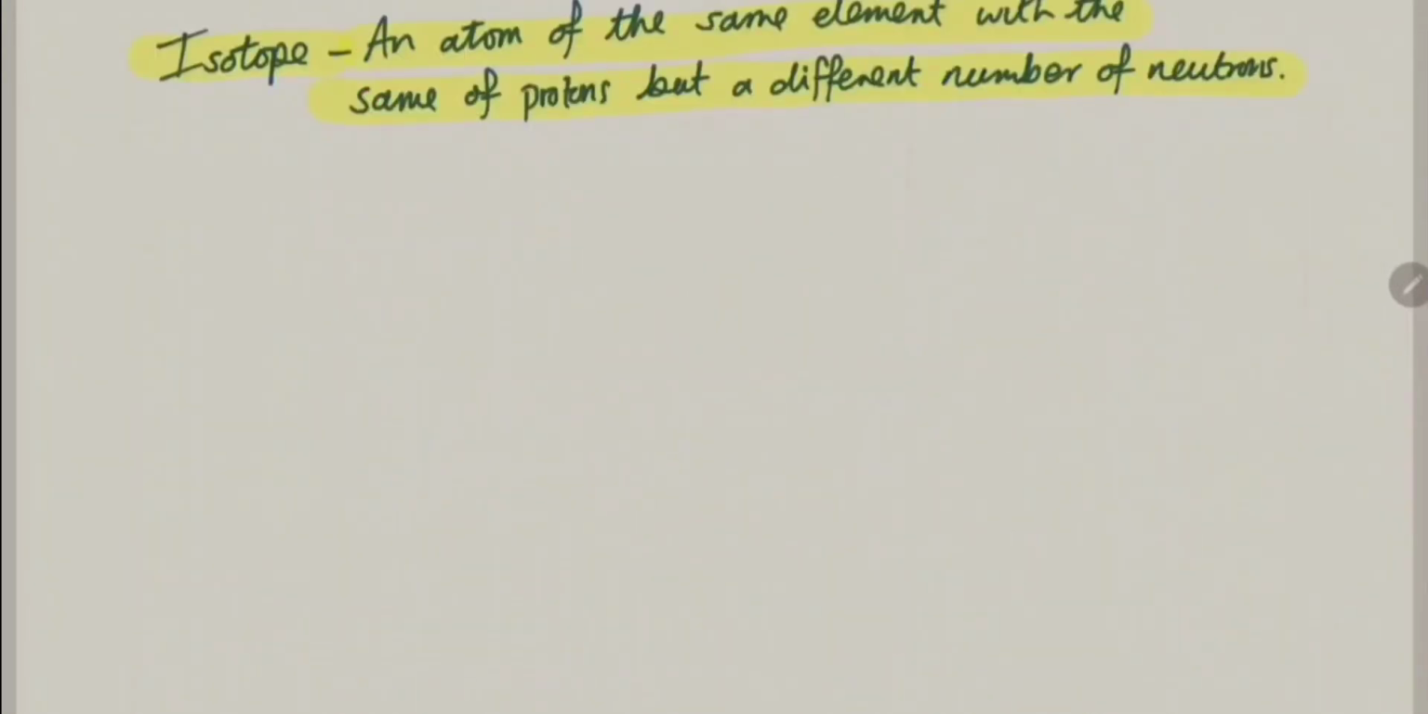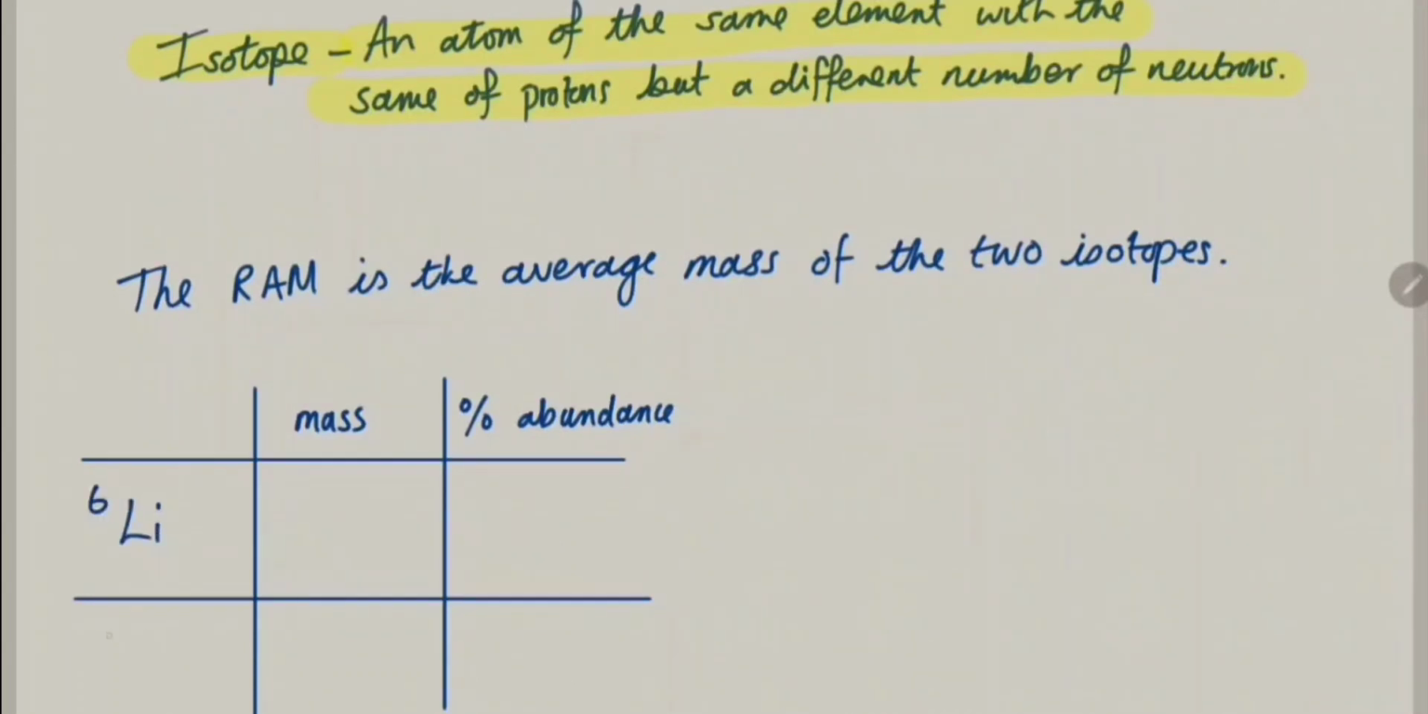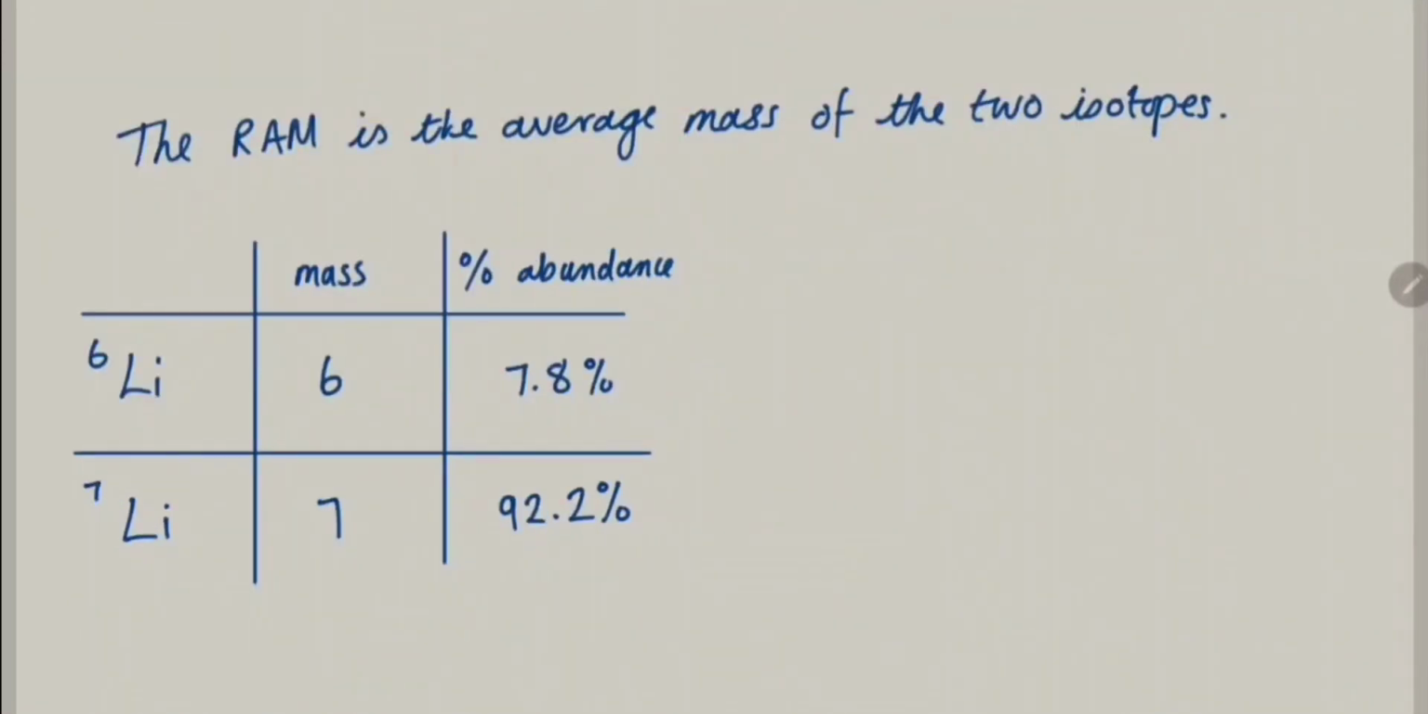Now, to go back to the original question, what is the relative atomic mass? Why is it a fraction? Well, the relative atomic mass is an average mass of the 2 isotopes proportional to the amount of each isotope that we can find in nature. And this is known as the percentage abundance. Now, there are 2 naturally occurring isotopes of lithium, lithium-6 and lithium-7. And so lithium-6 has a mass of 6 and a percentage abundance of 7.8%. And lithium-7 has a mass of 7 and a percentage abundance of 92.2%.